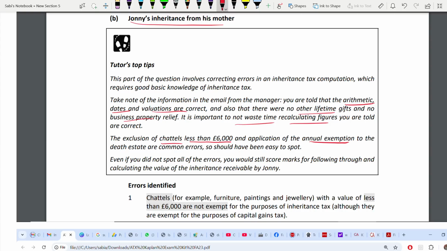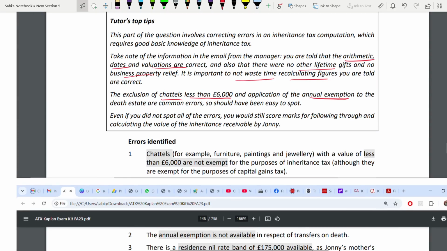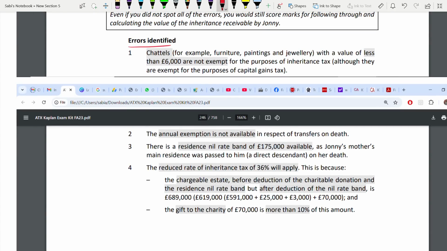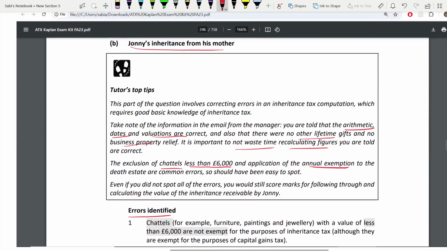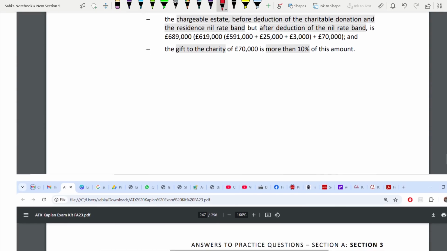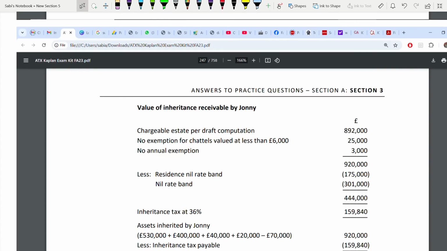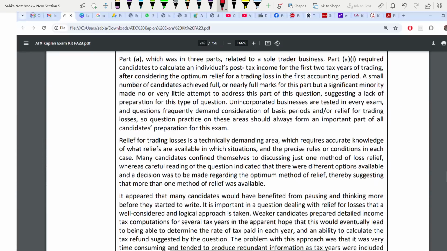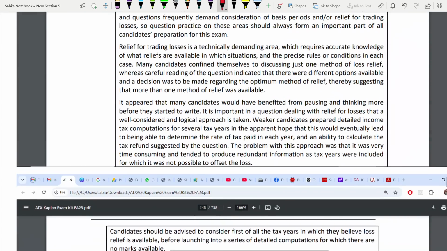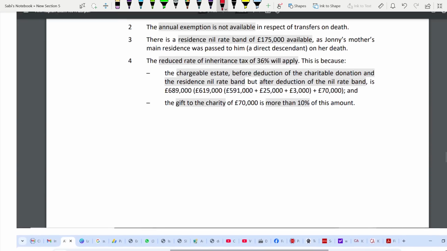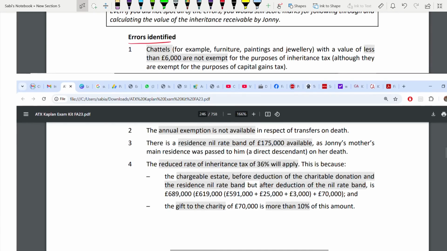Even if you have not spotted all the errors, do not worry. If you have spotted some, you will still get marks for the ones you have spotted correctly and for following through. Now, first errors identified. First write the errors. You have to explain. Before coming to the calculation, there are 4 errors. Then we'll calculate the value of inheritance receivable by Jonny. Very beautifully they have presented this. Then we are moving on to the examiner's reported marking scheme, but first we'll go through error one by one.